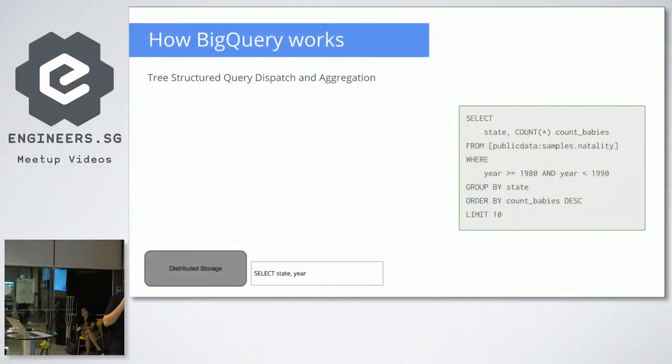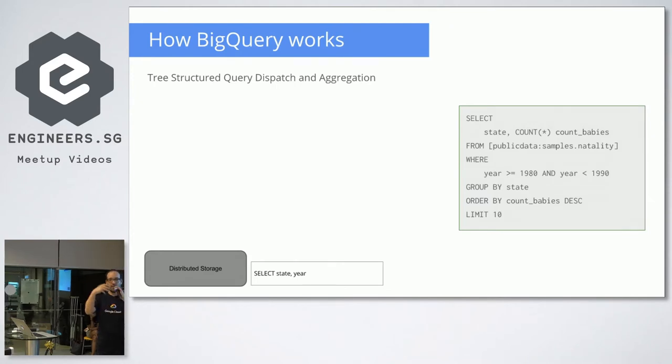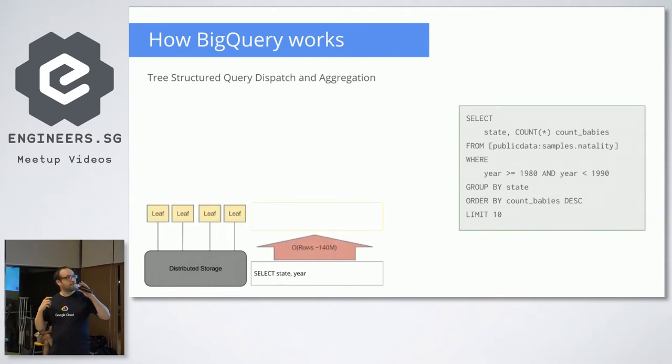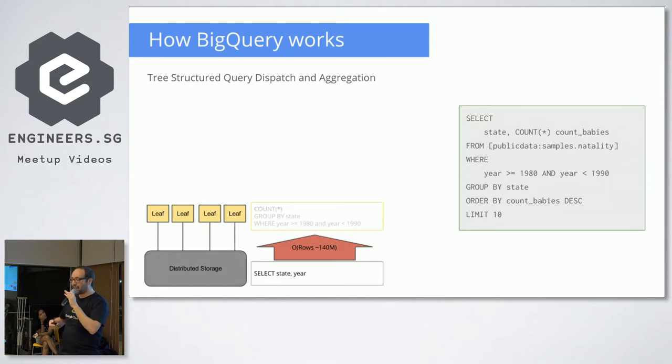One is that we have all the data in distributed storage. We don't need to put data in specific servers. It's just available at any time to be loaded by computers from our distributed storage. Then many computers at the same time, as many computers as we need for as much data as we have, start reading this data in parallel.